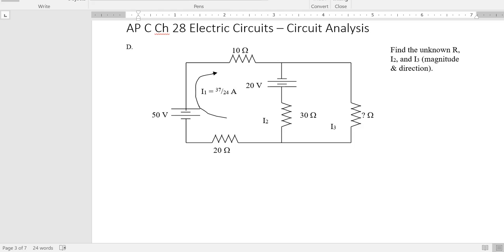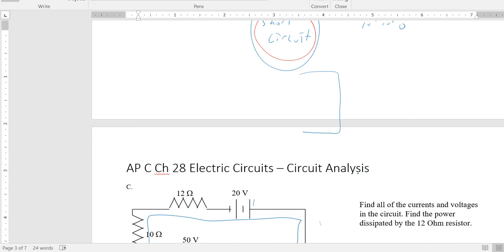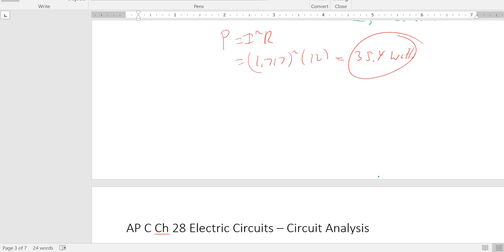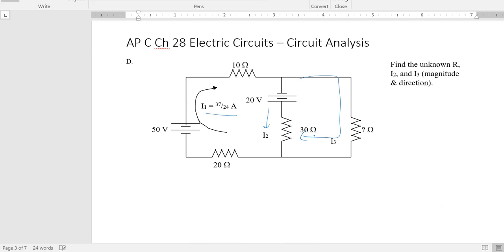We'll start with assigning currents. So I1 is given to you on the far left there. It's up, and it's that number right there. The other two currents in the other two parts of the circuit we're going to have to guess on. So I will guess down for I2, and down for I3. Now again, if you get that wrong, it's not a problem. You'll just get a negative value, and you just know that it points the other way.